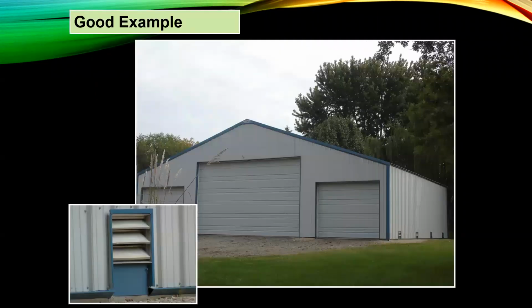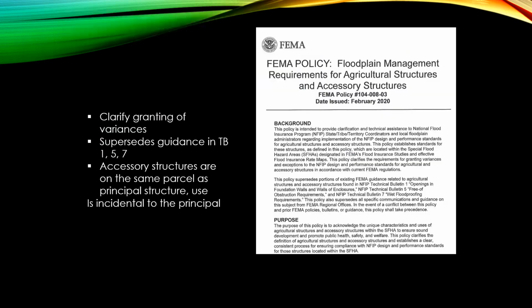Okay, so here's a good example of an agricultural building. Again, there's no size limitation, so this is clearly larger than 600 square feet, but it's made of flood-proof materials. It has the flood openings in it. It's properly anchored. And so this one looks like it's being used correctly.